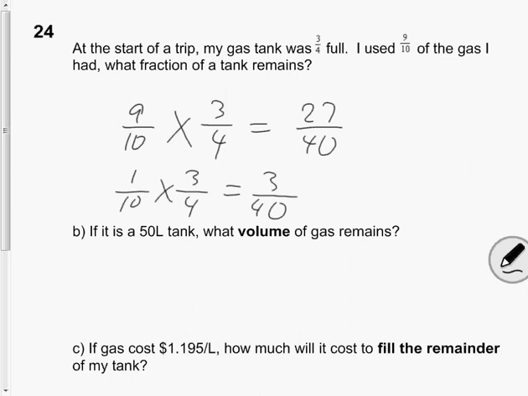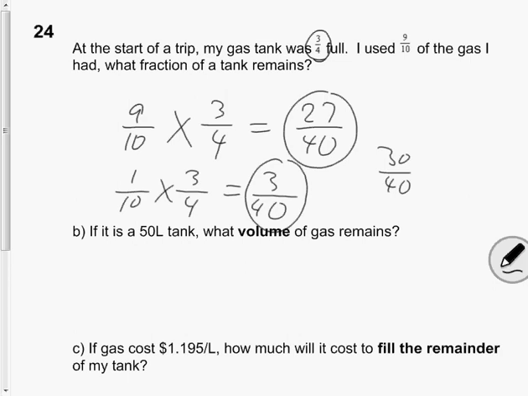which means I would have 3/40 of a tank remaining in there. Now you might say, well, it doesn't look like it works out because 27/40 plus 3/40 is only 30/40. Well, that's right, because it was 3/4 full, which means there was a quarter gone, which means 3/40 of a tank remains.